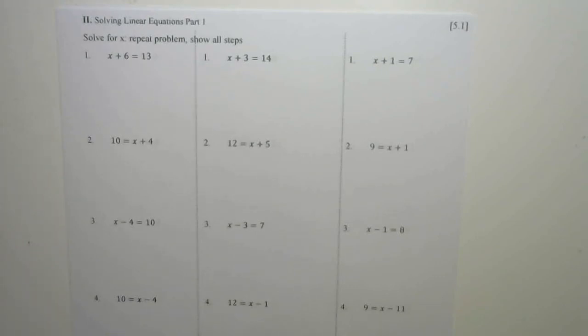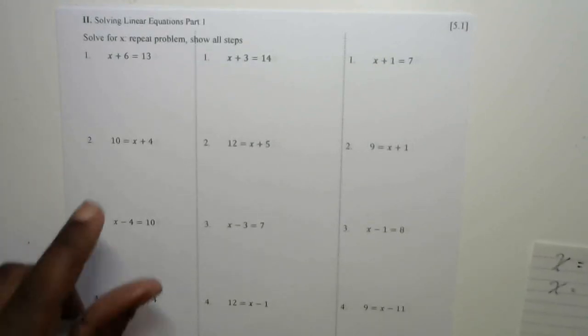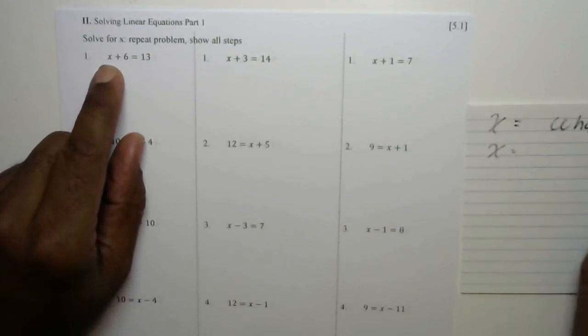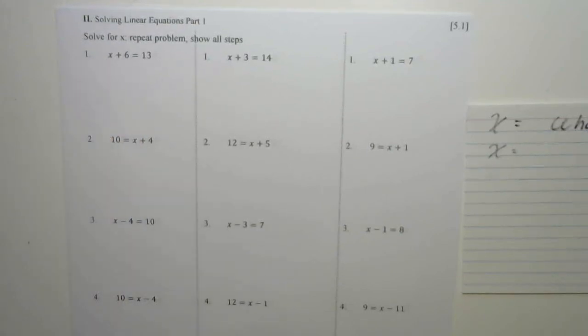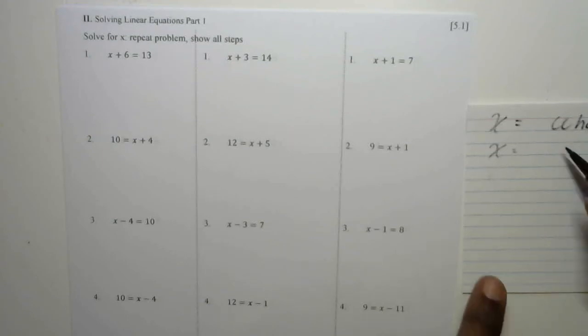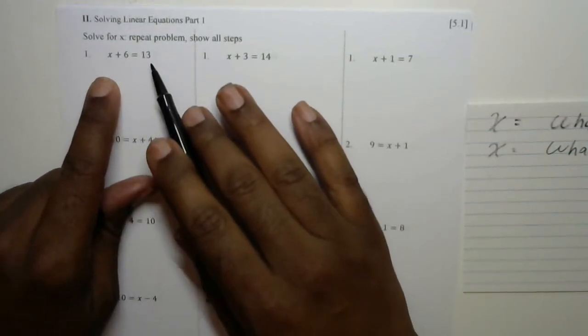Okay, now we're going to get into the heart of algebra. Algebra is using x. X stands for a number we're looking for. So x stands for what number, and sometimes you'll hear me just say what. So if you hear me say what, that's just saying what number. So what number plus 6 is 13?